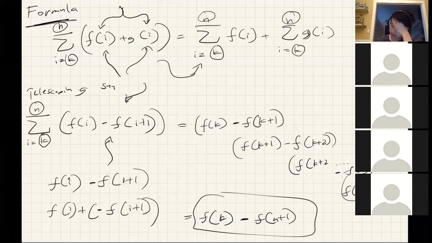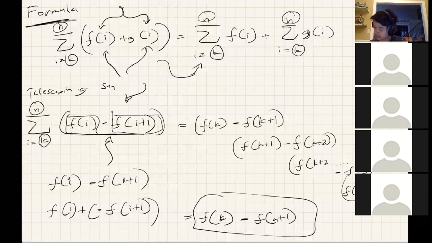But anyways, if you're able to write our summand like this, then something very cool can happen. You can force a lot of cancellation. Forcing cancellation is a very common idea in summation problems, but it's just another way to do it. So you write each summand as the difference between f of i and f of i plus 1.